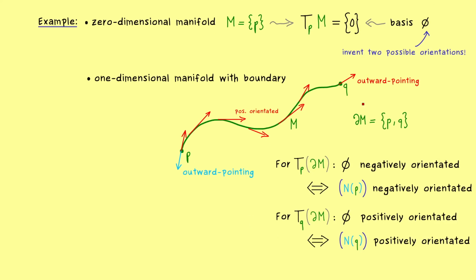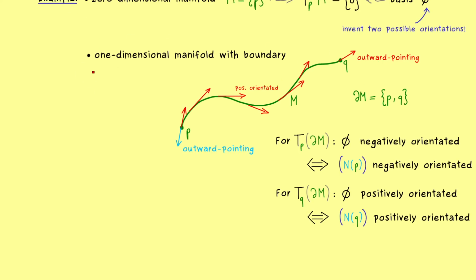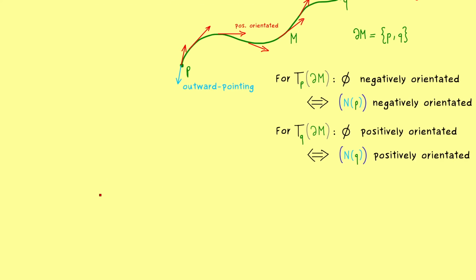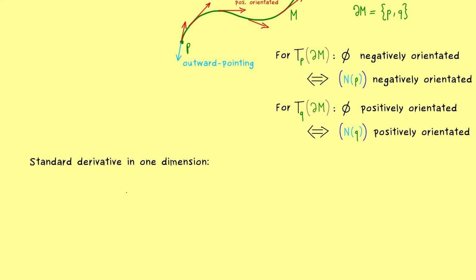However, then on the point Q it changes because there our outward pointing normal vector is positively orientated. And there we have it. Now you know how we can extend the notion of orientations to the manifolds of zero dimension as well. And this is needed if we want to have Stokes' theorem in the general sense. And in fact, the standard fundamental theorem of calculus already gives us Stokes' theorem in one dimension.